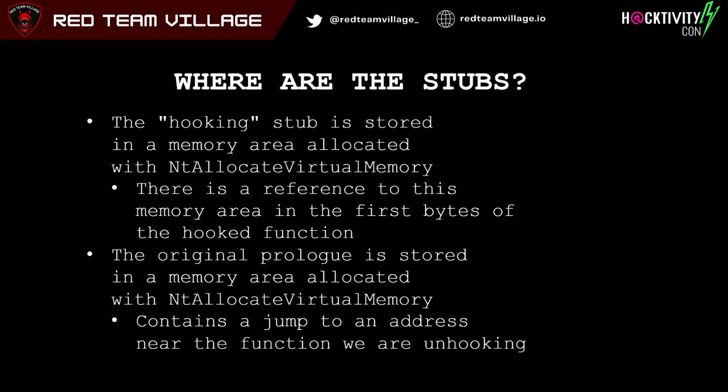Now let's summarize what we have. The hooking stub is stored in a private memory area, and it can be retrieved by following the jump placed at the symbol address. The original prologue is stored in a private memory area as well, and it contains a jump to an address that is near to the address of the function we want to unhook.